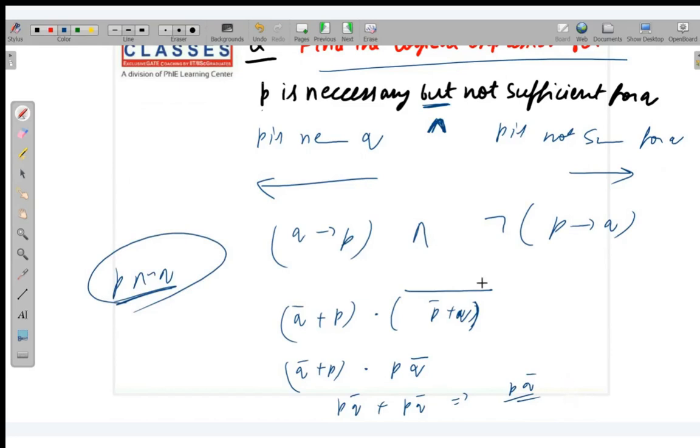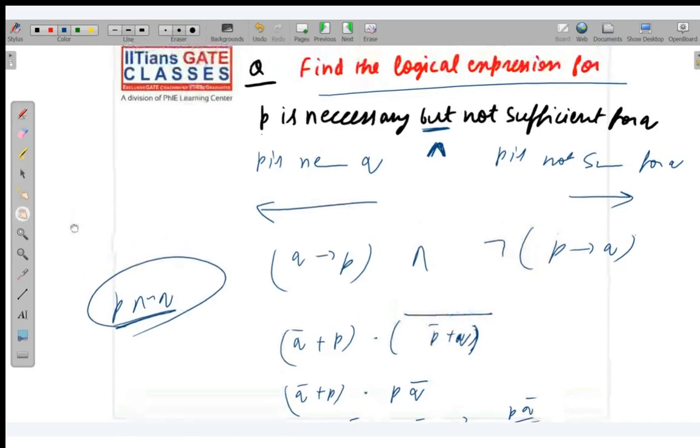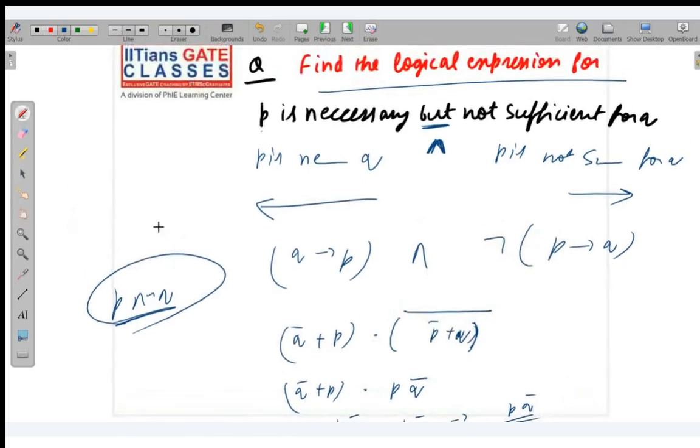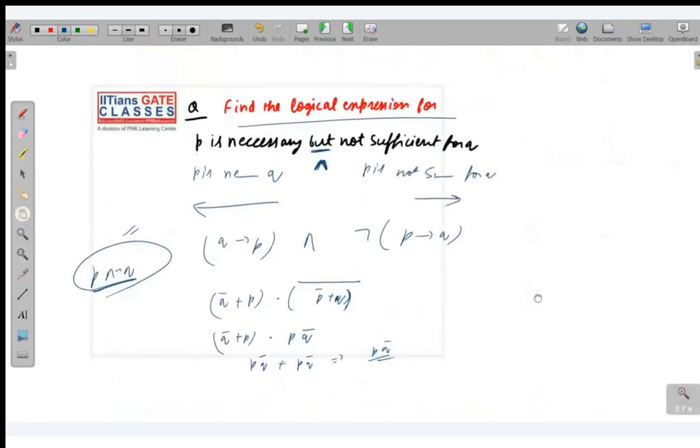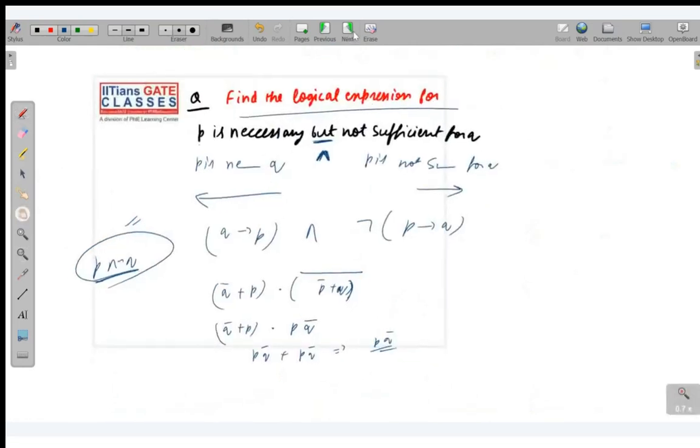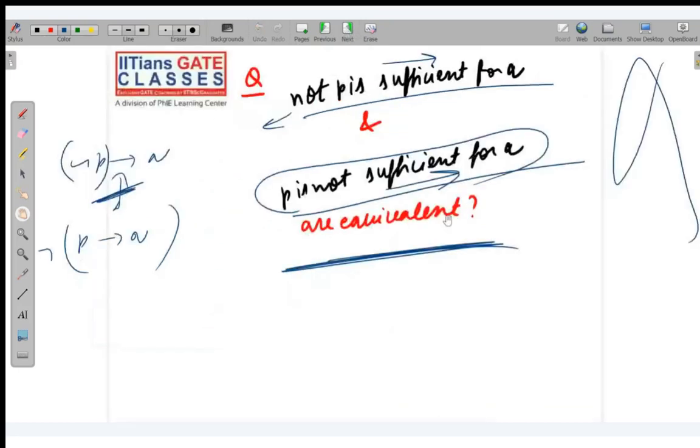Okay, so the logical expression for this will be P and not Q. P is necessary but not sufficient for Q. So I hope I have made the point clear. Please take a snapshot or something. I will jump to the next slide now. Okay, I am jumping now. Now please take a snapshot of this also if you have not taken it.